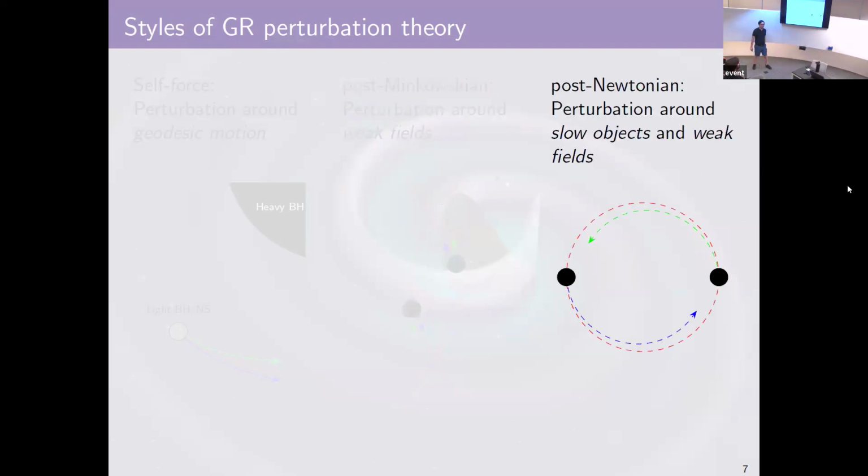Finally, there's the post-Newtonian approximation. This is where we do a perturbation both around slow objects as well as weak fields. So we assume that the objects are well separated, and we assume that we're in some primarily non-relativistic regime, essentially somewhere where the virial theorem can apply. And so we have some equivalence between the velocity of the objects and the potential energies of the objects.